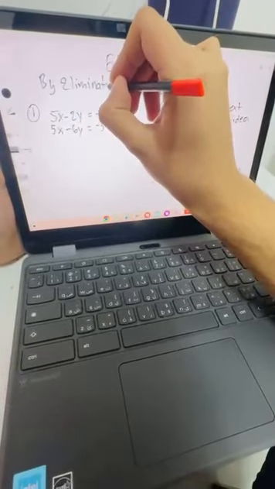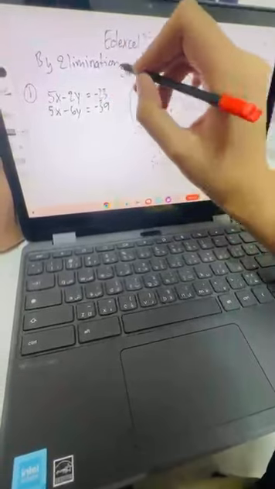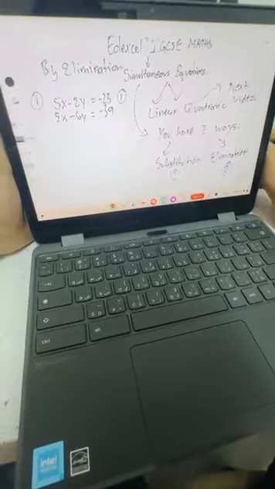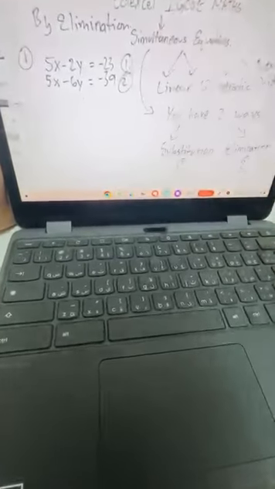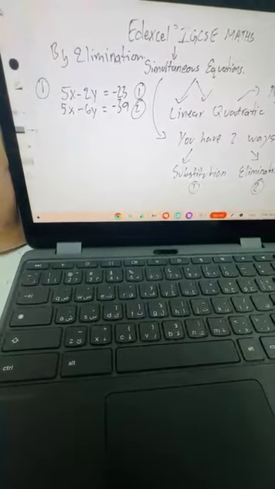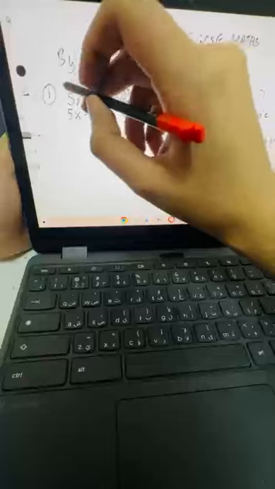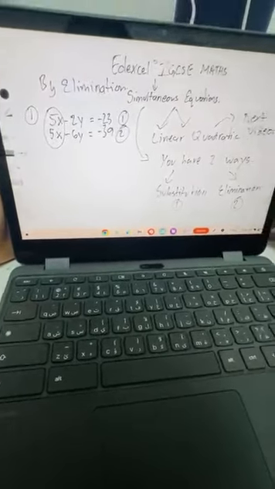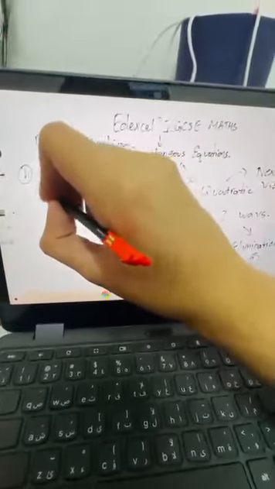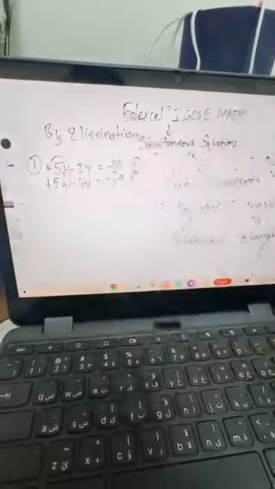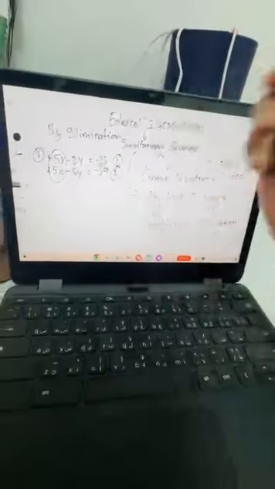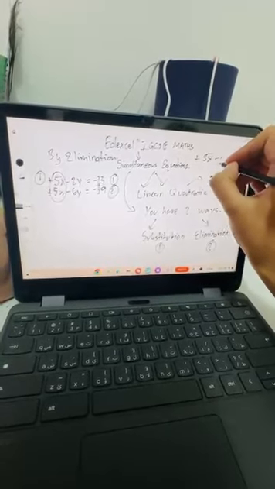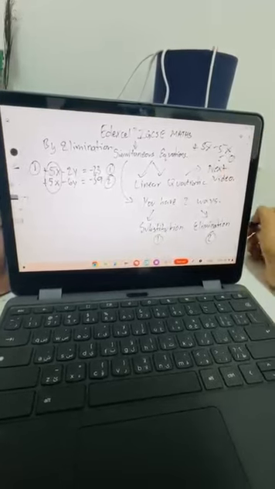In this question, you can see there are two equations. One is 5x minus 2y equals negative 23, and the second equation is 5x minus 6y equals negative 39. We already know that the x coefficient in both equations is 5, but both terms are positive. In order to cancel out, we need a negative sign, because plus 5x minus 5x will give us 0, right?